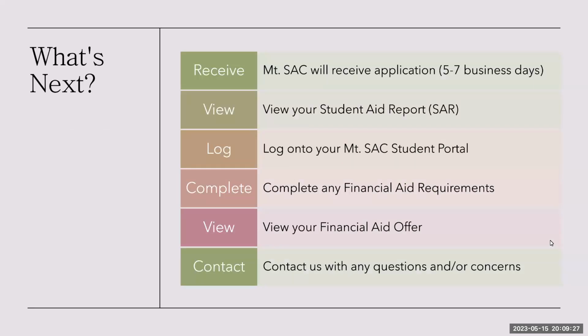After you apply, Mount SAC will receive the application within 5 to 7 business days. You will be able to view your student aid report on either your DREAM or FAFSA website. You'll want to make sure that you're logging into your Mount SAC student portal consistently and look for any additional financial aid requirements. That means we may need more information from you that you need to submit as soon as possible in order for us to finalize your offer. Once your final offer is available, you'll be able to access this on your portal. And of course, if you have any questions or concerns on any of this, remember to contact our office.